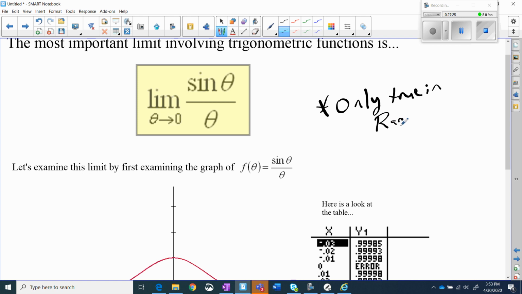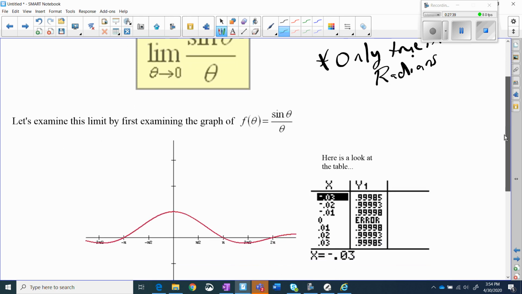This does not hold true if you started trying to check this out with 30 degrees, or sorry, 0 degrees. If you picked angles really close to 0 degrees and did this calculation out, you do not get the same thing you do if you do it in radians. So if we're in radians, here's the picture.